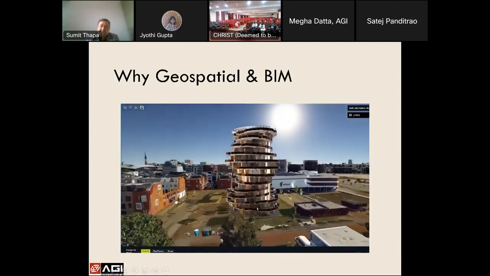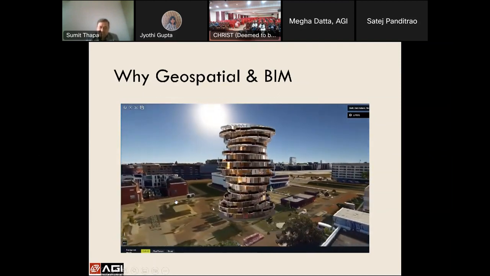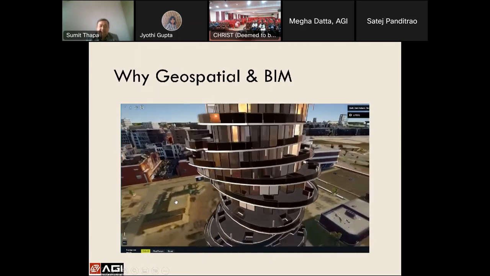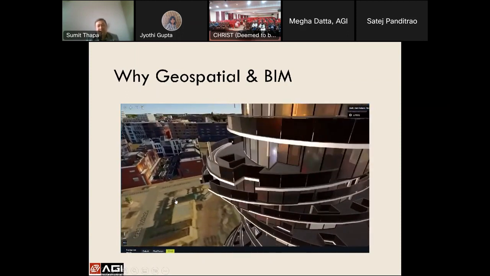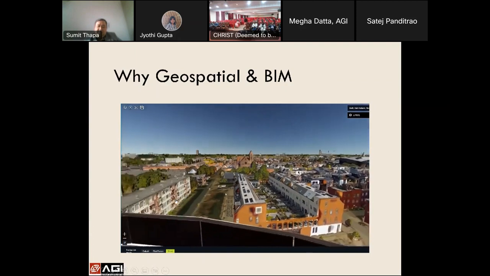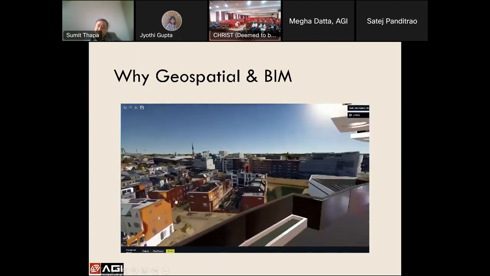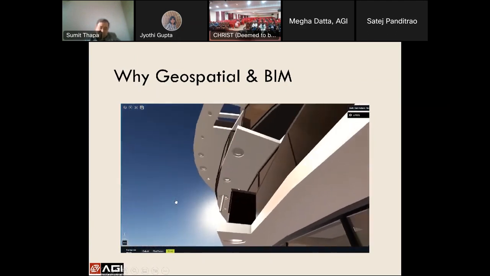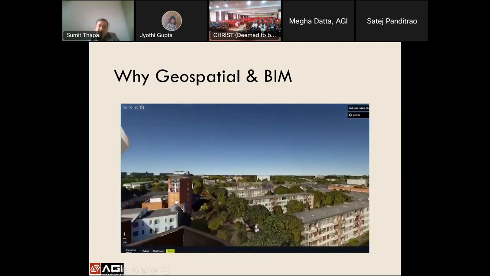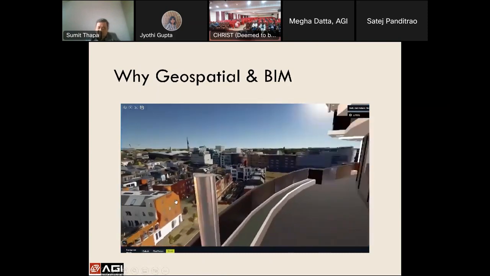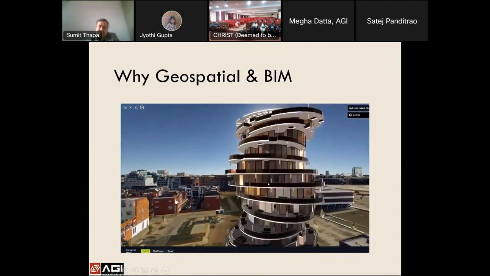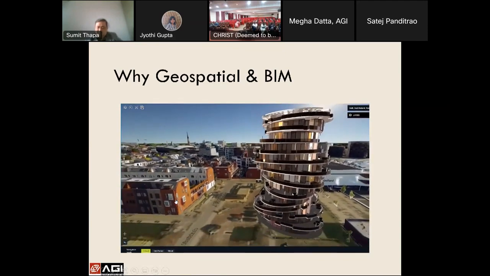Right now you are seeing a BIM model which has been designed with the current structures that are present on the ground. If you plan any building of such kind, how is it going to look with the current skyline? You have the visualization and the view from different rooftops or different levels of the building. All these things you can see, because geospatial will give you the idea about the environment that is present in that area, and how your structure is going to look in that particular area. This is one of the use cases.